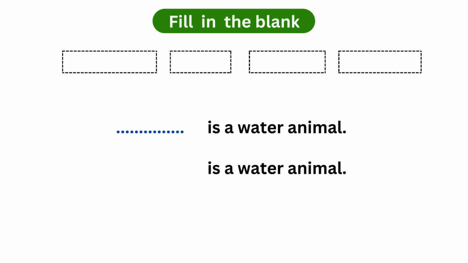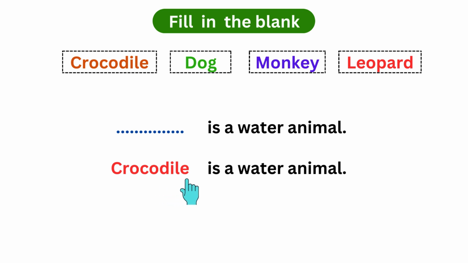Here's the 12th fill in the blank question for you. Dash is a water animal. Your options are crocodile, dog, monkey or leopard. The correct answer is crocodile is a water animal.